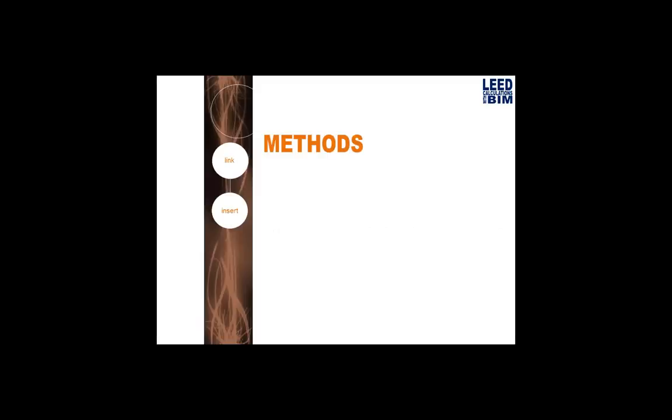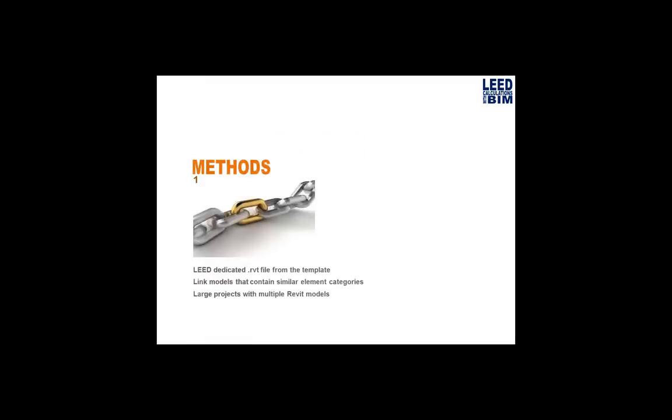So some of the methods. Depending on the scale of your project and the size of the Revit files that are associated with it, there are two main ways you can use the template files. The first one is to link the project Revit files to the LEED Revit file, right? You're going to start by creating a Revit file from that template file that you made, and then link all the main model files into it, and all the content, the sheets, the families, schedules are going to be available to you this way.